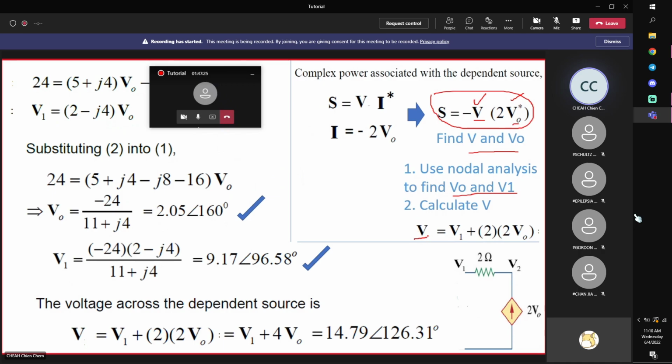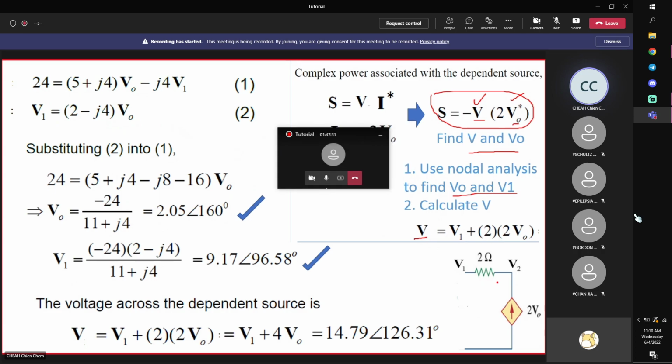And so the next step is to find V. V is the voltage across your dependent source, right? Remember, V is the voltage across the dependent source, which is equal to V1 plus 4V0. Just now I've shown it to you. So after you get V0 and V1, just substitute into here, convert to rectangular form, add them up, and convert back into polar form. You can show that V is equal to 14.79, angle 126.31.